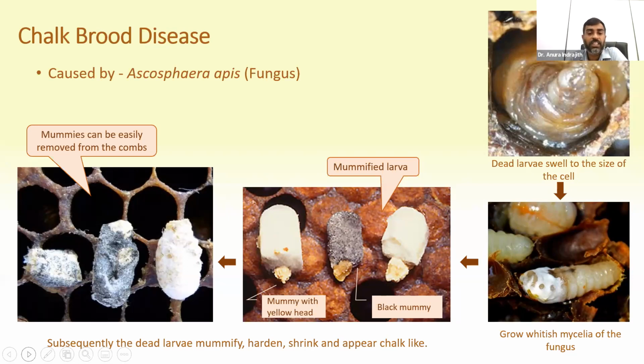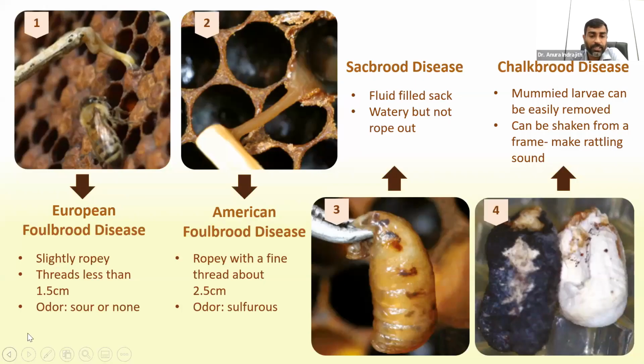Okay. Now, these are the major diseases. Now here you can actually see a good comparison. So the first one, European foul brood disease, right? The odor is sour or none, right? In American foul brood, you can see the sulfurous odor, they say, right? And in American foul brood disease, you can see that symptom that I told you. By using a toothpick, when you try to take it out, it will stretch like this, right? Just like a string, a thread like this.